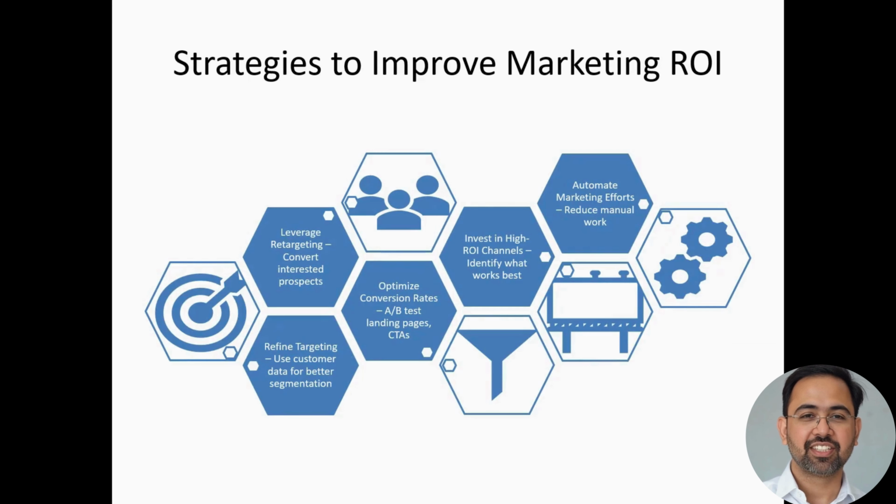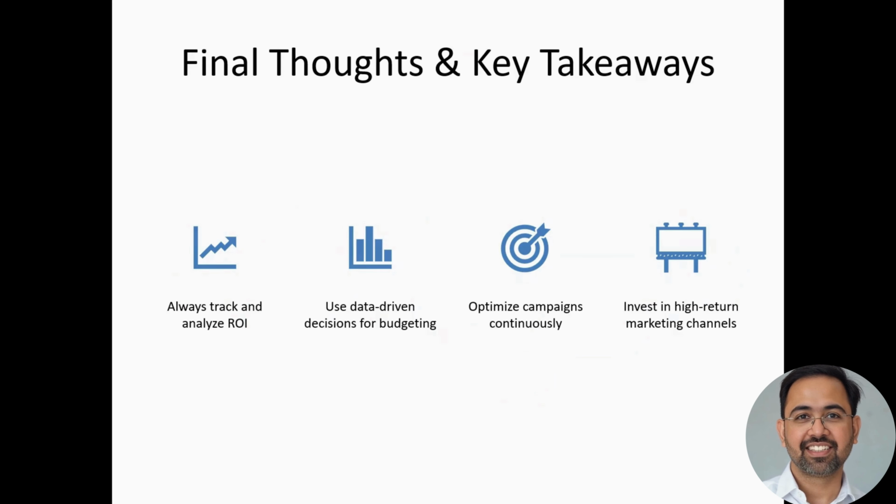Improving ROI isn't just about cutting costs, it's about maximizing impact by focusing on what works best. Marketing is an evolving process. The more we measure, the better we optimize. ROI isn't just about proving results, it's about improving them.